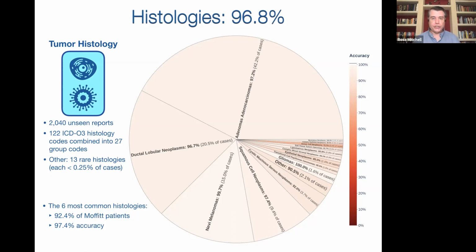And you can see here, for example, adenocarcinoma, we're just over 97% accurate at identifying that from pathology reports. And adenocarcinomas are about 42% of Moffitt's patient population. Here, if we look at the 6 most common histologies, they represent over 92% of Moffitt patients. It's the vast majority of Moffitt patients. And here again, we're running at essentially 97.5% accuracy. It's really, really good, much better than I had hoped, actually.